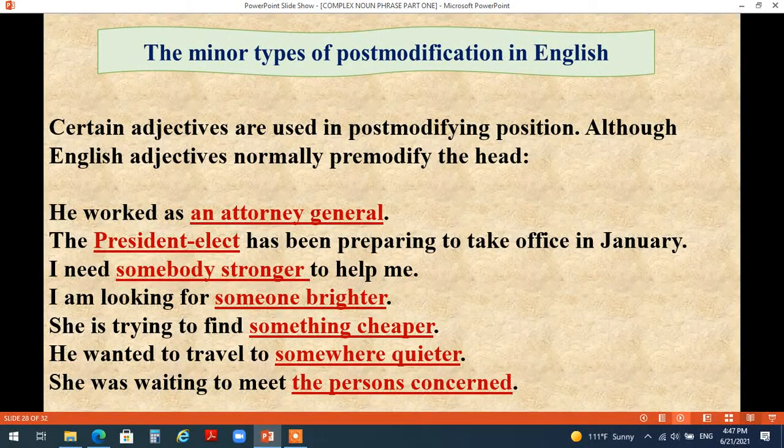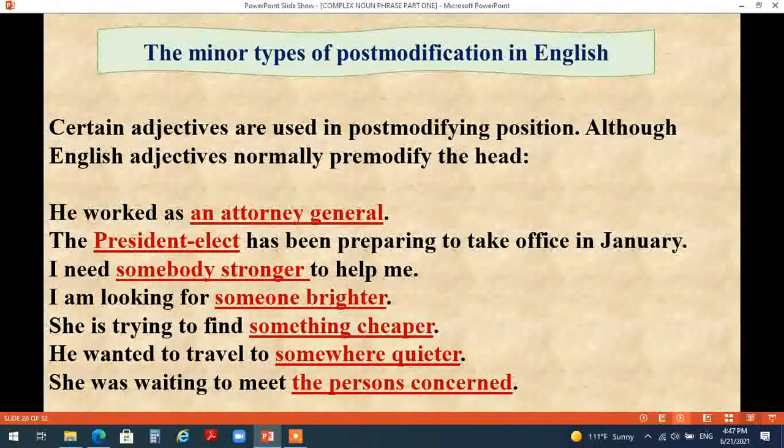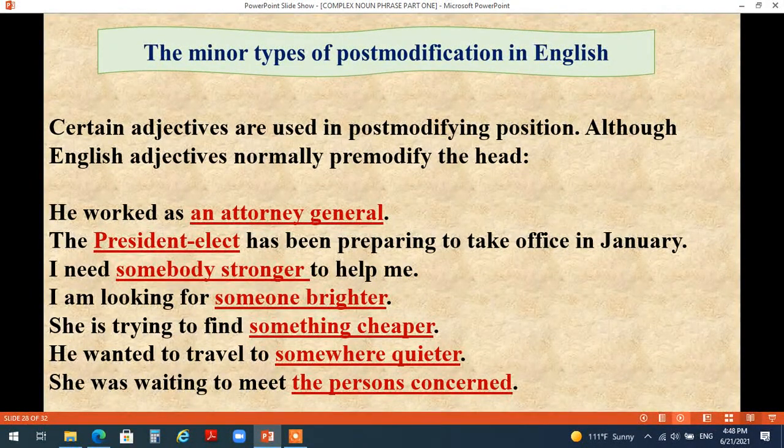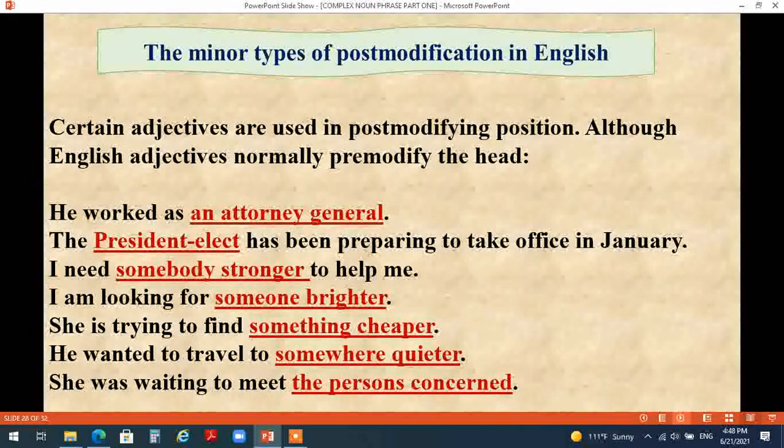She was waiting to meet the persons concerned. Here we have persons is a noun and concerned is an adjective. So this adjective is used as a post modifier because it comes after the noun to describe or modify this noun.